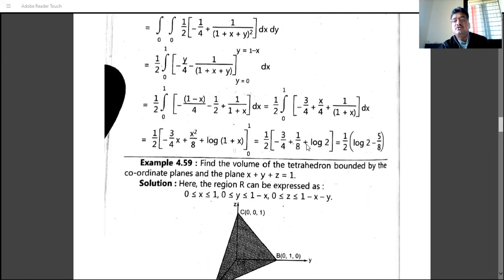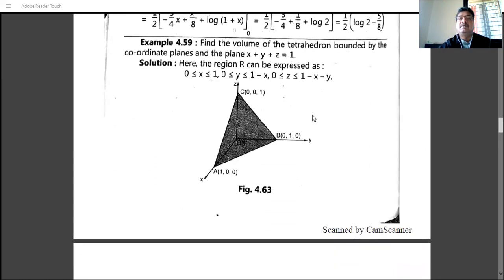And then 0 to 1, value at the upper limit, that is substitute x as 1, and then substitute x as 0. So log 1 is 0, and therefore value at the lower limit is 0, and we have this answer. So this is the problem of volume. So we will solve the remaining problems in the next lecture.